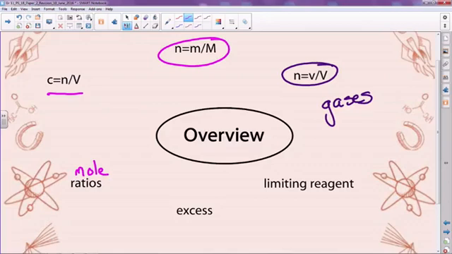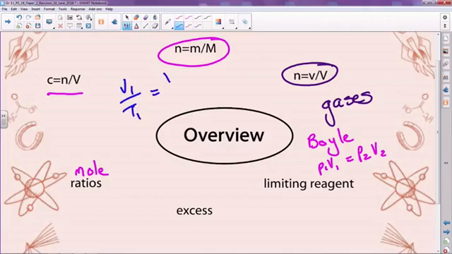With our gases, we had a few laws, so I'll write them in quickly. We had Boyle's law. Can you remember what Boyle's law was? It was P1 V1 equals P2 V2. Then we had Charles's law. Charles's law was, in fact, volume, not pressure: V1 over T1 equals V2 over T2. And then we had Gay-Lussac's law, which was pressure and temperature: P1 over T1 equals P2 over T2.